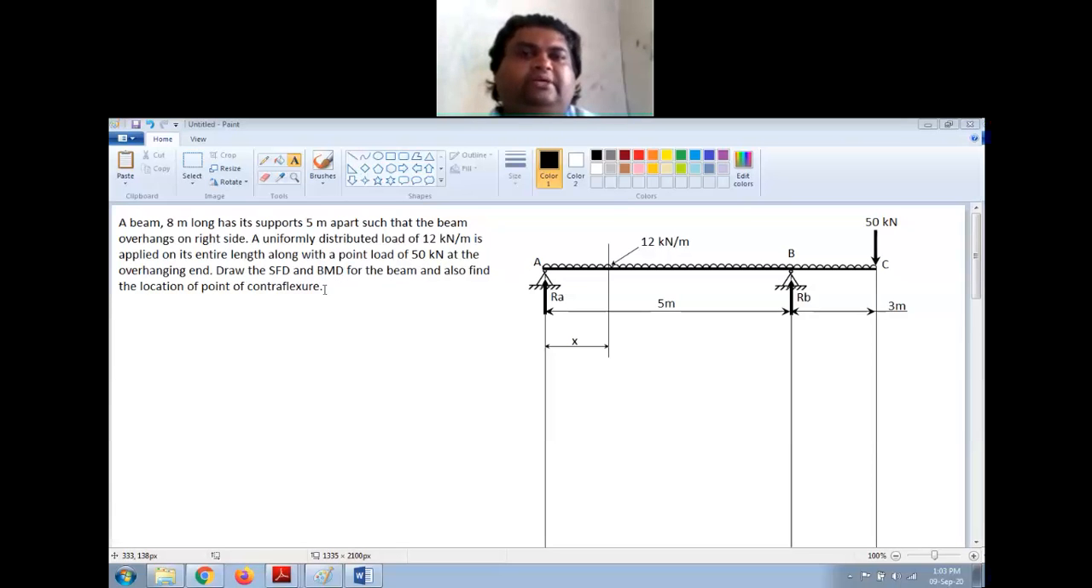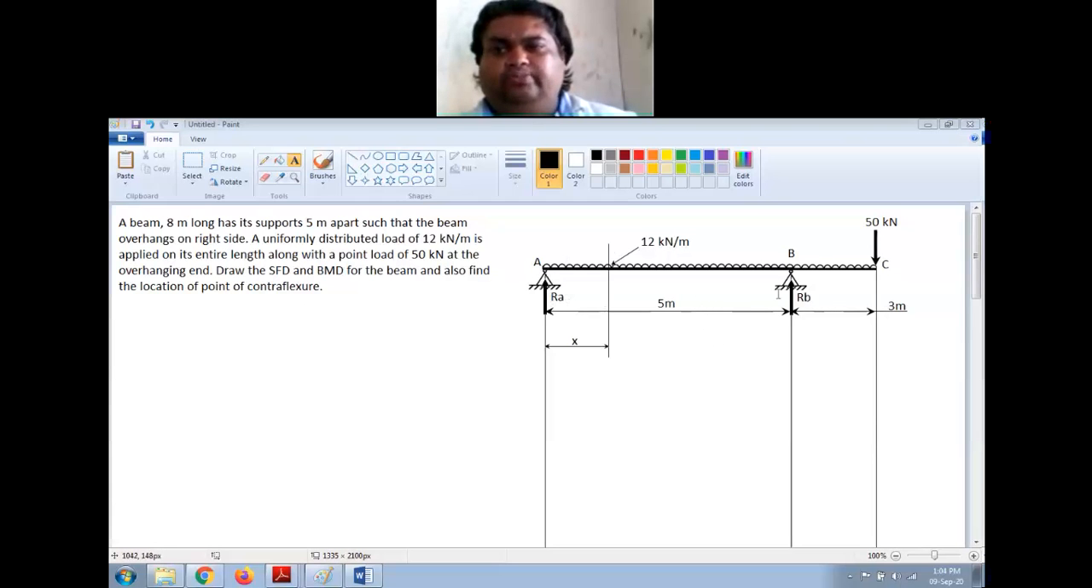So we have studied about simply supported beams. We have also studied about the cantilever beams. A combination of these two is the overhanging beams. Right? We discussed this in the first lecture in this unit when we discussed about types of beams. So I have drawn a picture here.